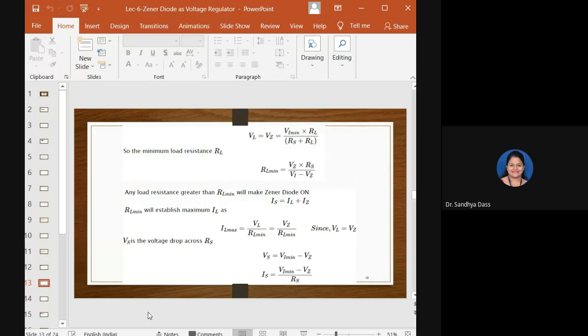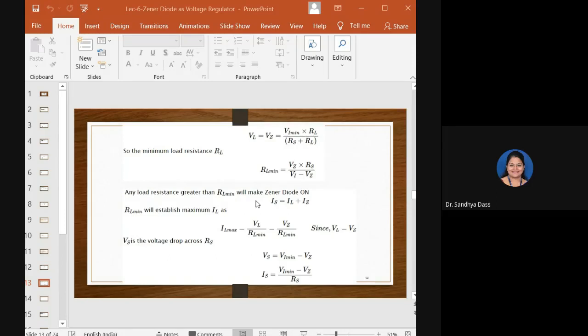You have to substitute, you have to do it yourself. Okay. So from there, RL value, as I mentioned, will be calculated as VZ into RS by VI minus VZ. Okay. So any load resistance greater than RL will make the Zener diode on.